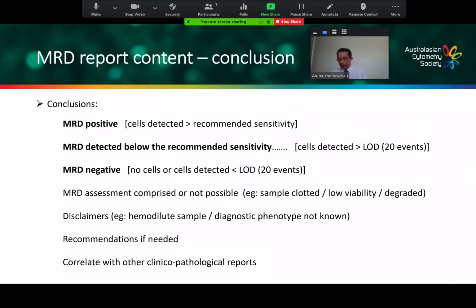A comment on the sample quality is essential, and its effects on the assessment has to be included. And this was highlighted under the limitations in Gosia's discussion. If there are any disclaimers, such as a diagnostic phenotype wasn't available for a comparative study, that should be included in the report.